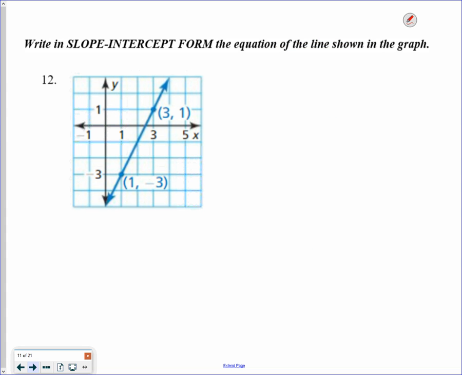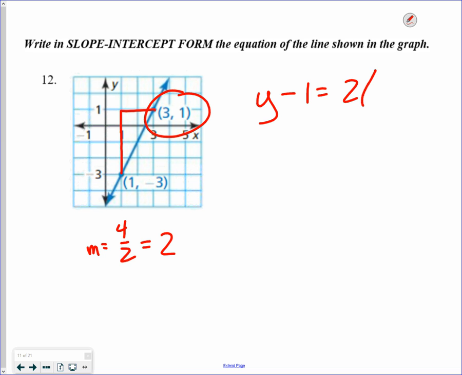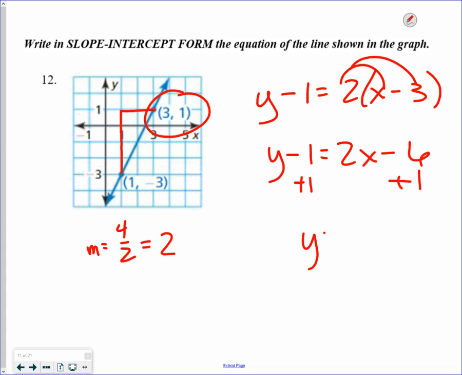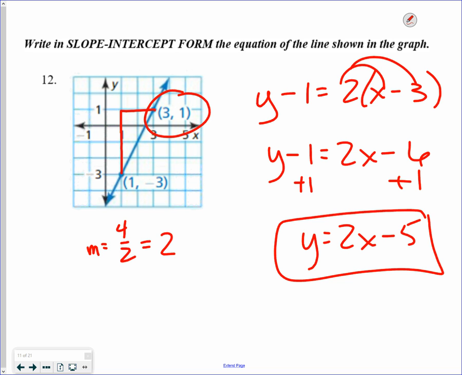Same with the next one. Again, you're given a picture, so you can use the picture to find your slope if you want. It goes up 4 over 2. So this has a slope of 2. Pick one of the points, y minus the y of the point, slope x minus the x of the point. I'm going to distribute the slope and solve for y. So y equals 2x minus 5. Notice that all of these questions basically have the same style of problem.